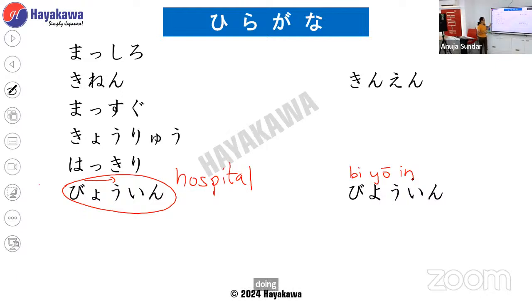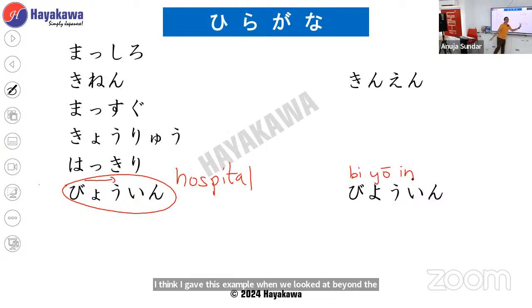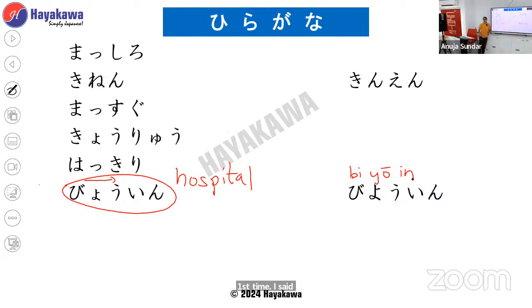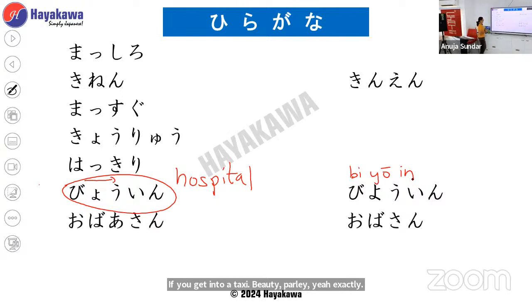I think I gave this example when we looked at byo the first time. I said they're two very different things, right? If you get into a taxi, beauty parlor. Yeah, exactly. Byoin is a beauty parlor. Byoin is a hospital. Great. Hai, dozo.